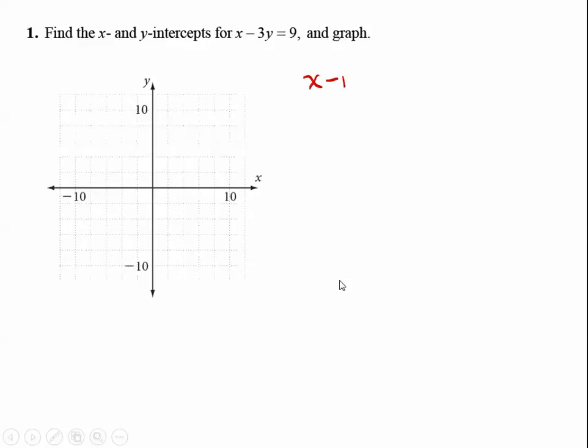So I'm trying to find the x-intercept, and what I do for that, I just solve for x when y is equal to 0. It's kind of like plugging in the 0 for the y, which is what we've been doing on the previous table. All right, so this is going to be x minus 3 times 0 is equal to 9. What is x? That's easy enough. There it is.